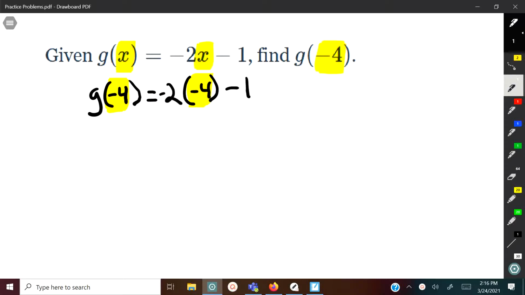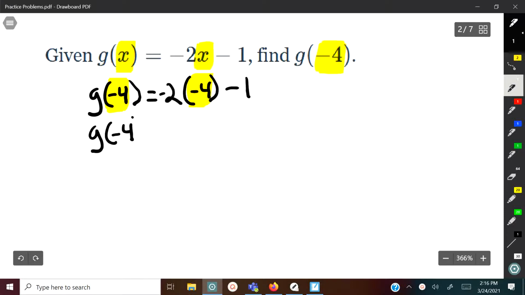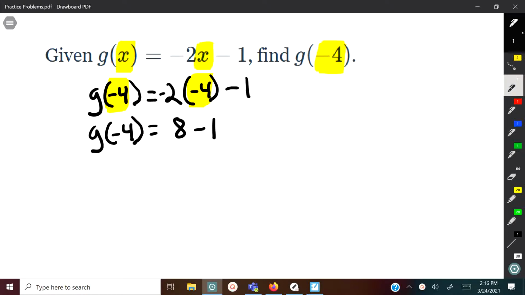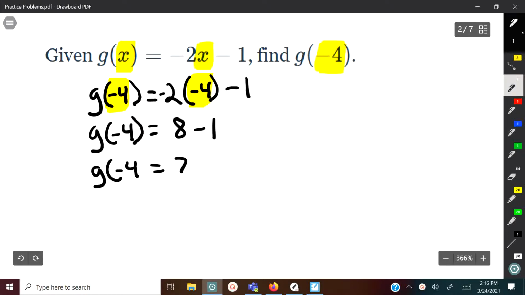So now on the left side here, we're just going to keep writing that like it was y. Negative times a negative is positive, and 2 times 4 is 8. Bring down my minus 1. And then 8 minus 1 is 7. So g of negative 4 is 7.